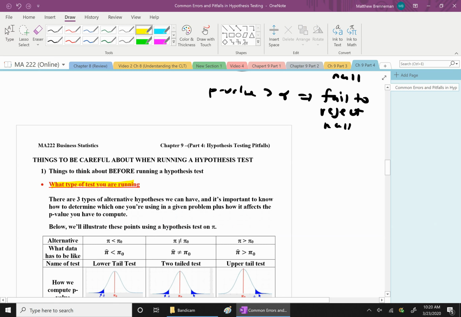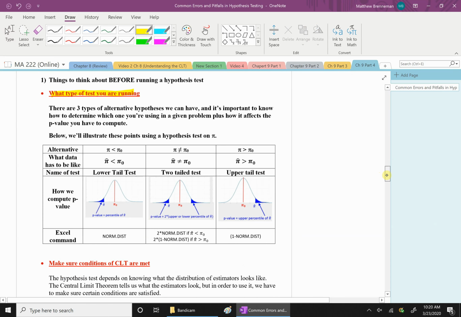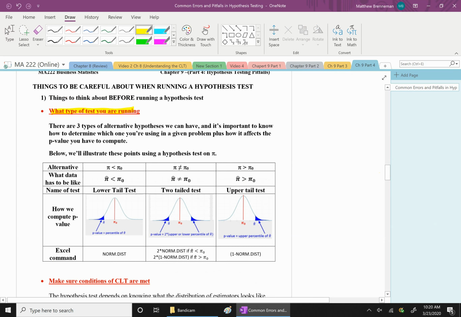It's important to realize that whenever you're running a hypothesis test, the null is always the same. However, the alternative can change. So for example, if you're testing the population proportion, and here I'll just use an example where we're looking at a hypothesis test on pi, but the exact same thing would apply if I was doing a hypothesis test on mu. There's absolutely no difference, right? So if I wanted to test and see if the population proportion was less than the value under the null hypothesis, okay? Notice a couple of things.